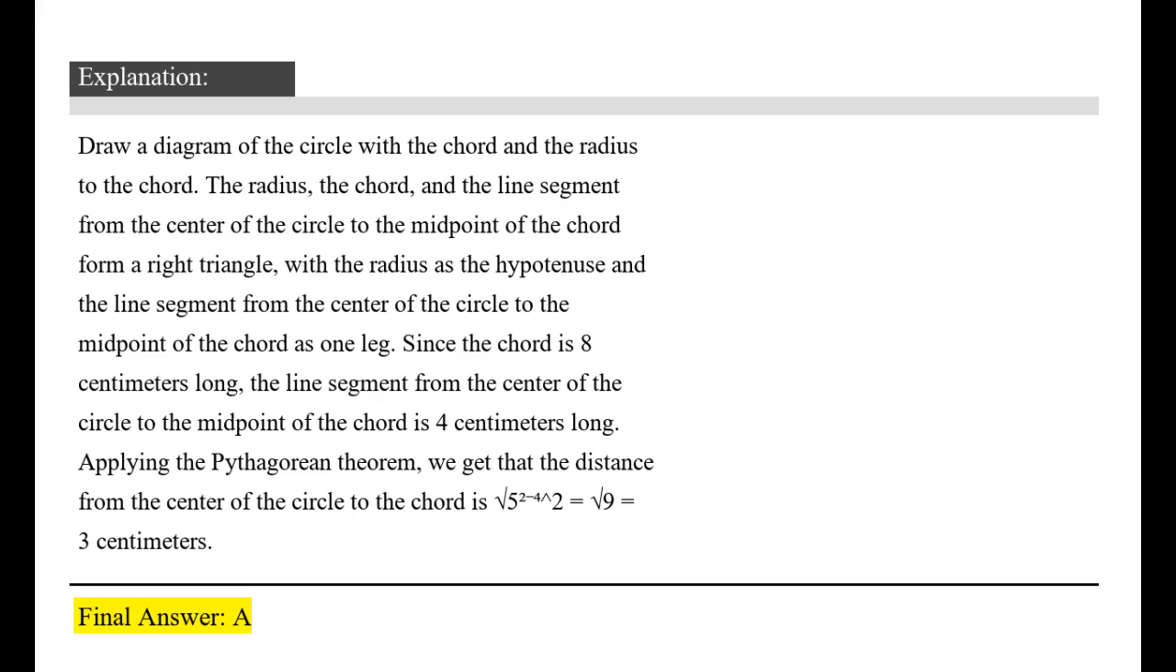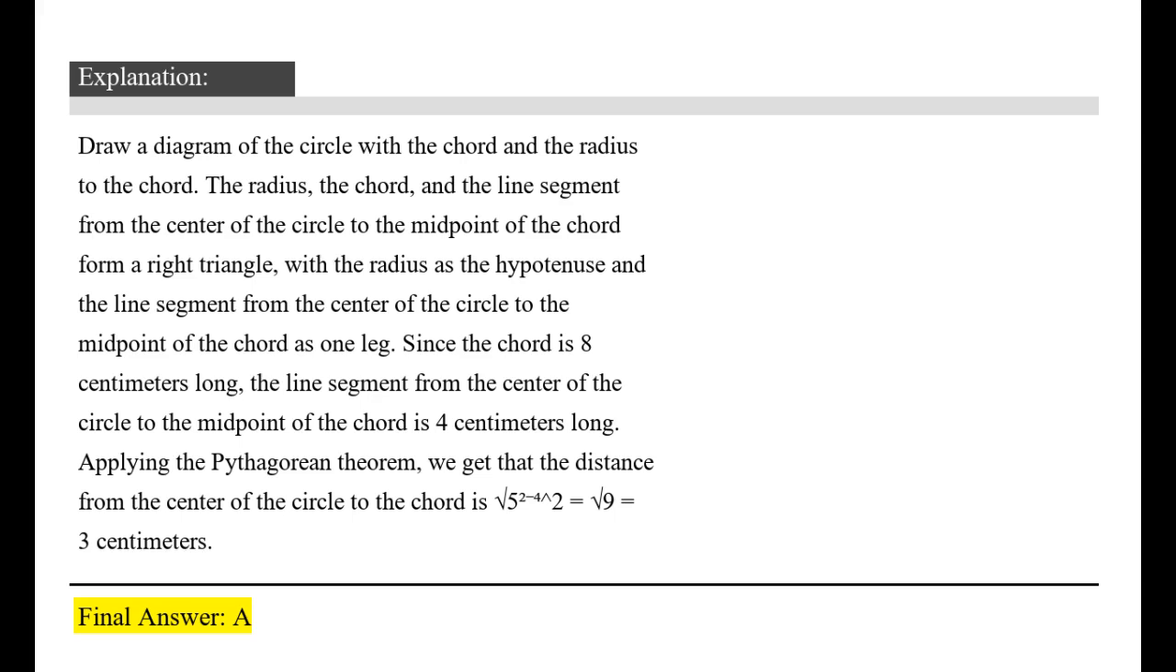Draw a diagram of the circle with the chord and the radius to the chord. The radius, the chord, and the line segment from the center of the circle to the midpoint of the chord form a right triangle, with the radius as the hypotenuse and the line segment from the center of the circle to the midpoint of the chord as one leg. Since the chord is 8 centimeters long, the line segment from the center of the circle to the midpoint of the chord is 4 centimeters long.